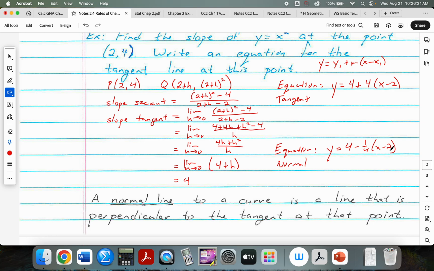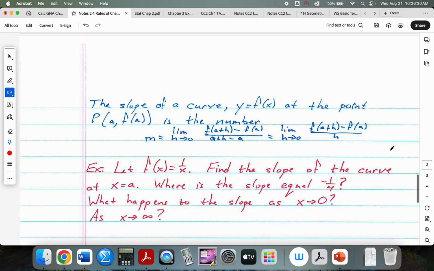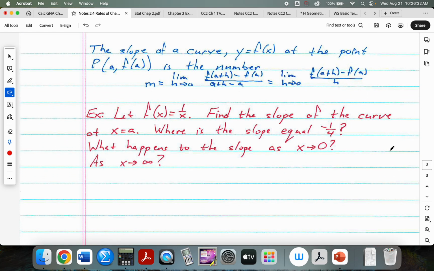But in engineering and stuff, there's a whole bunch of things where you want the normal line. All right. So let's move on to page 3.